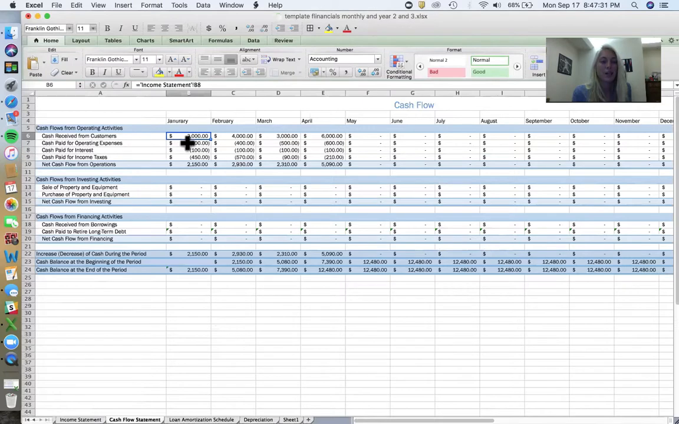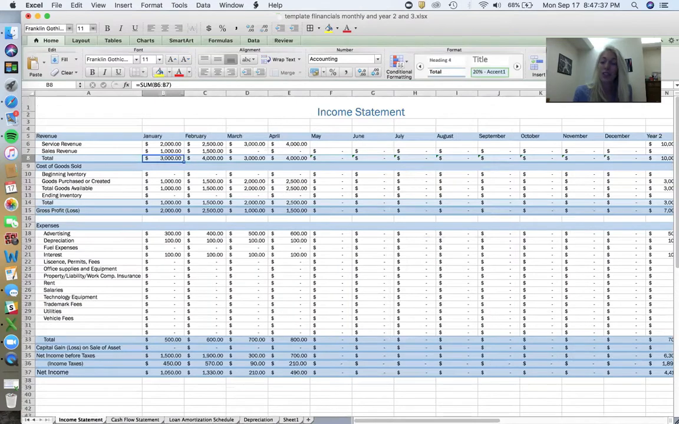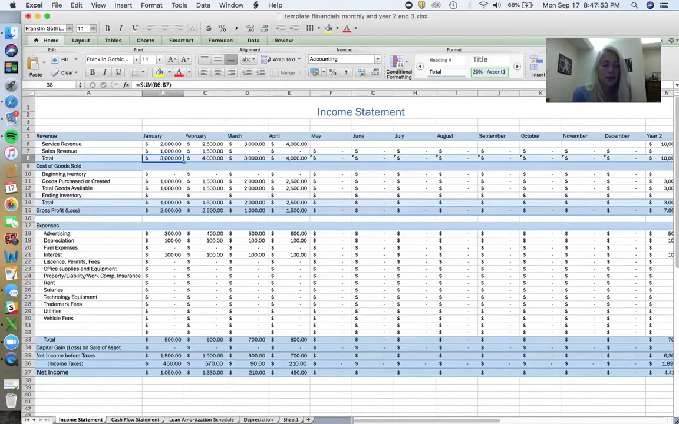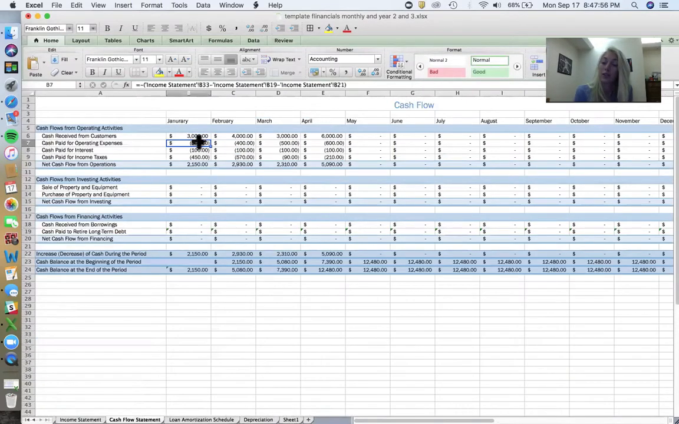Pretty neat. Cash paid for operating expenses. Again, this is going to be coming from your income statement, just directly. It's going to be your total expenses minus your interest minus the depreciation. Yes, minus the interest minus the depreciation will be your total for operating expenses, because interest is here and depreciation is later. Your income taxes, again, pulled directly from income statement as well as the interest expense right here.